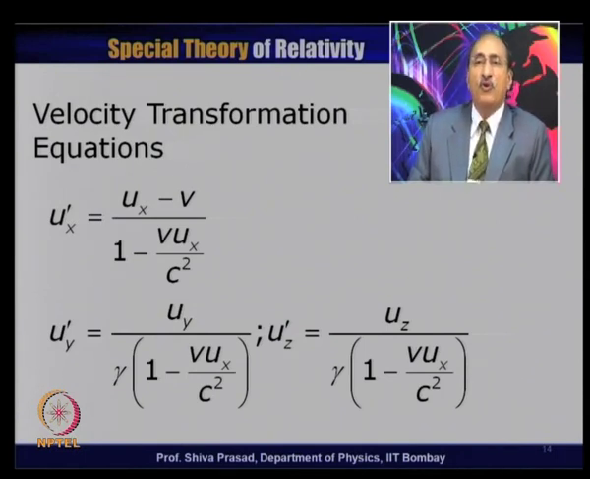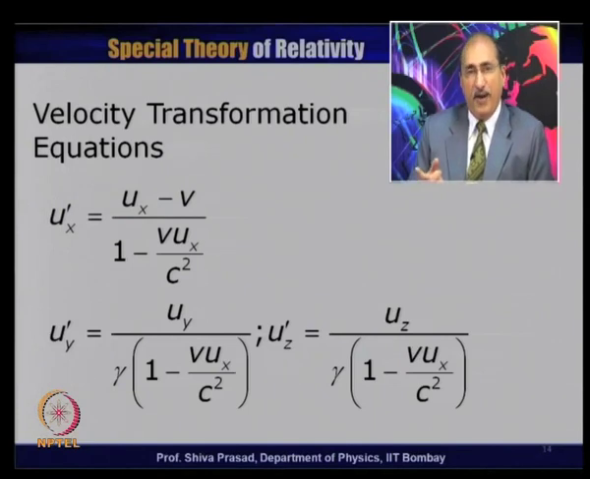We can always find the inverse transformation, because many times we use the inverse transformation. It means the information about the velocity is given in the S prime frame of reference, and we have to find out the velocities in the S frame of reference. The prescription is simple: change prime to unprimed, change unprimed to prime, change v to minus v.